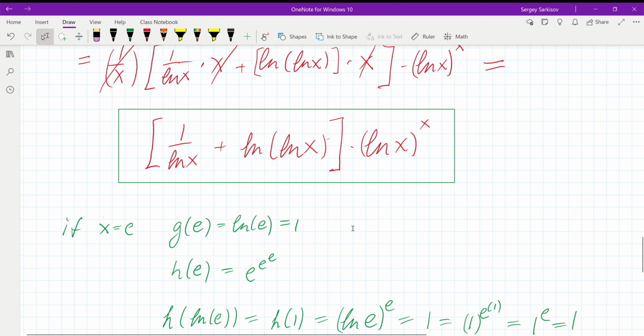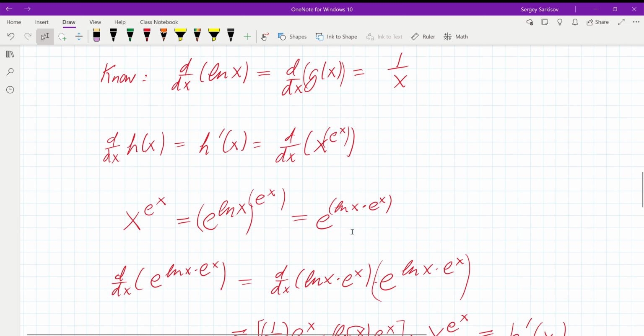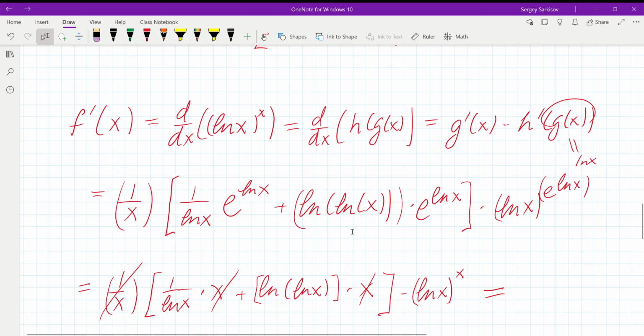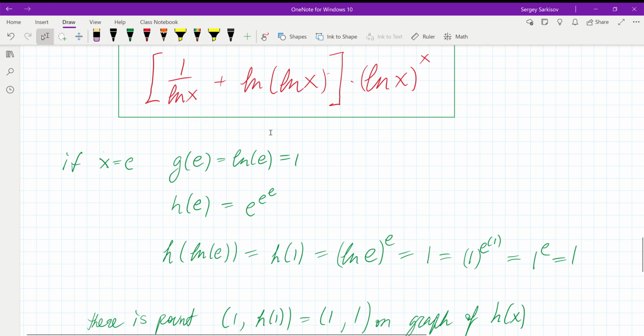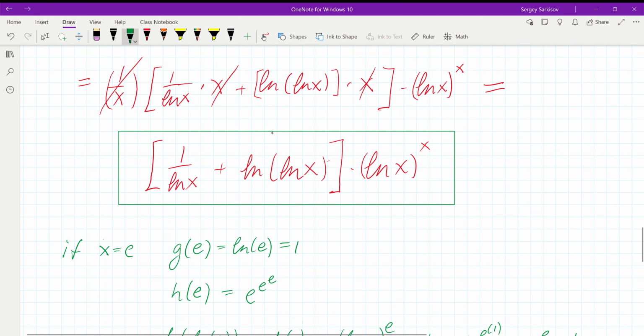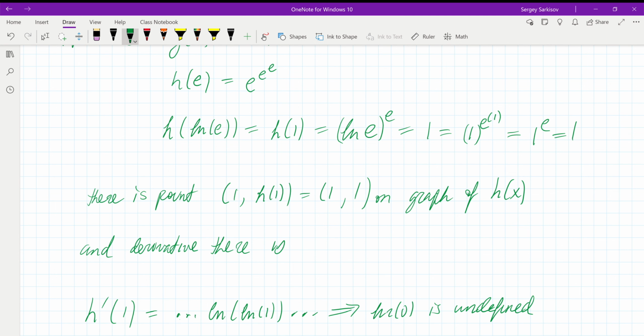So the derivative there is, see, there's a problem, it's undefined, and I'll show you why. Let's see what happens. h prime of 1 is equal to 1 over, let's plug this in, ln of 1 is 0. But you see you're going to have an ln of 0 there, and that's going to be undefined. So undefined, ln of 0 is undefined. Okay, so we have undefined there.